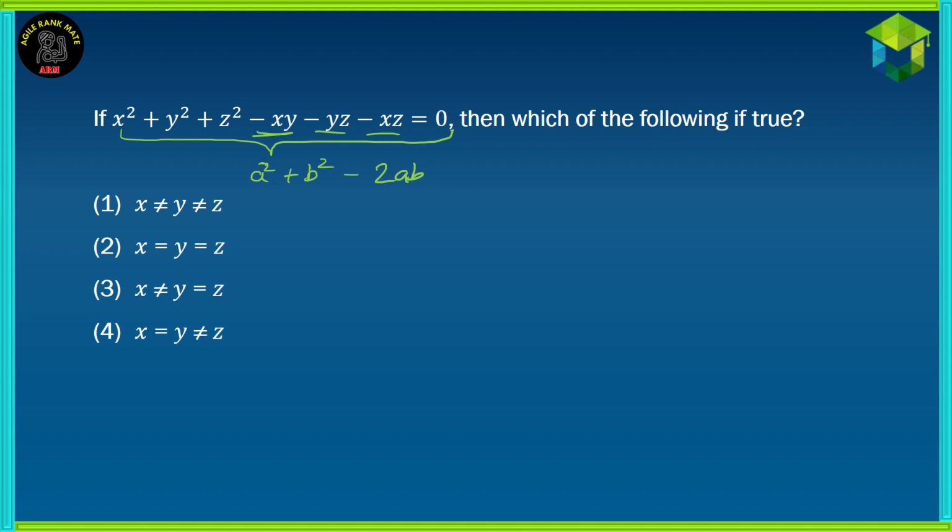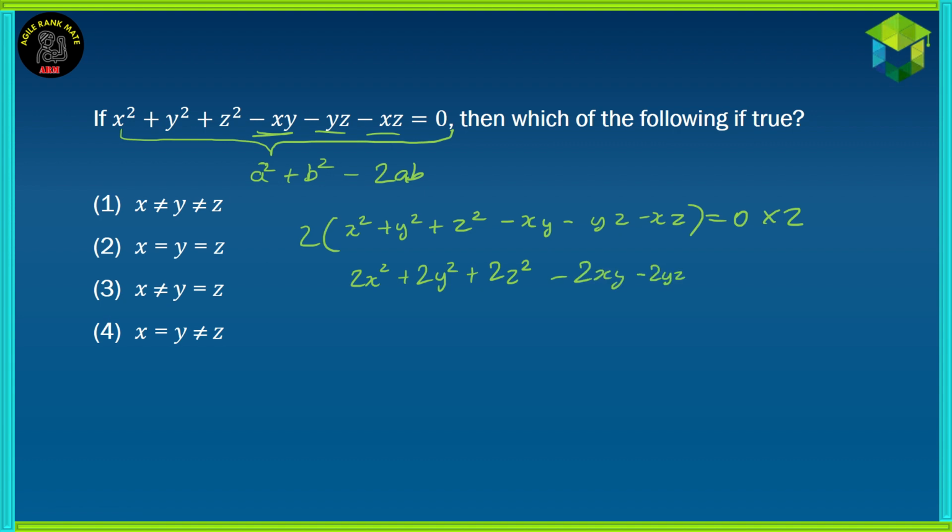However, if we multiply by 2, so if we write x squared plus y squared plus z squared minus xy minus yz minus xz is equal to 0, and multiply 2 to both of the sides, then we get 2x squared plus 2y squared plus 2z squared minus 2xy minus 2yz minus 2xz is equal to 0, because 0 multiplied by 2 is 0. So we have minus 2xy, minus 2yz and minus 2xz. From these three we can form three equations.